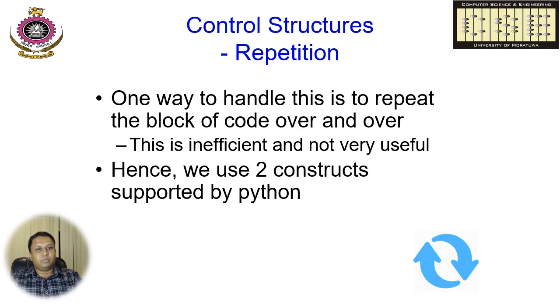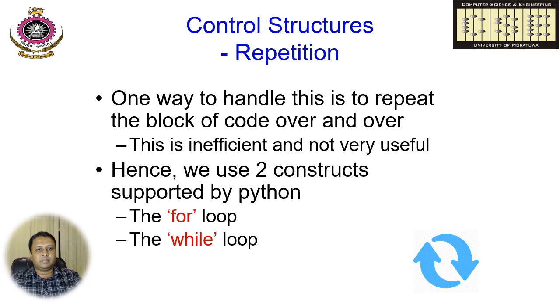Therefore, we use two major constructs supported by Python. I did mention that these two constructs are supported not just by Python but other regular programming languages as well. The first repetition control structure is the for loop, and then the while loop. We will be going through details about these two major types of repetition control structures in this section.